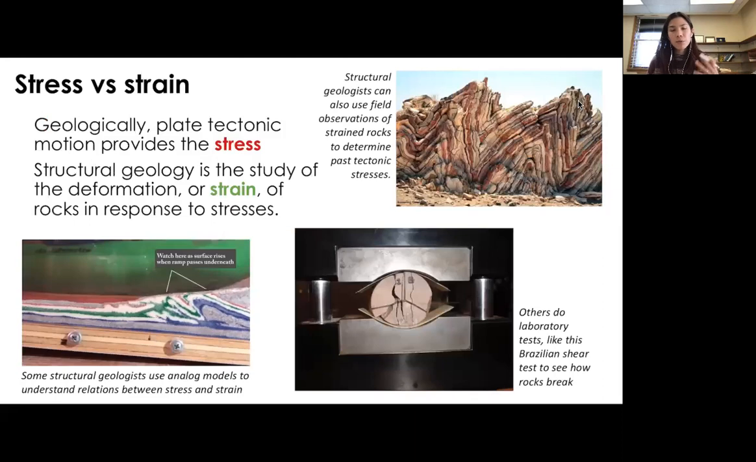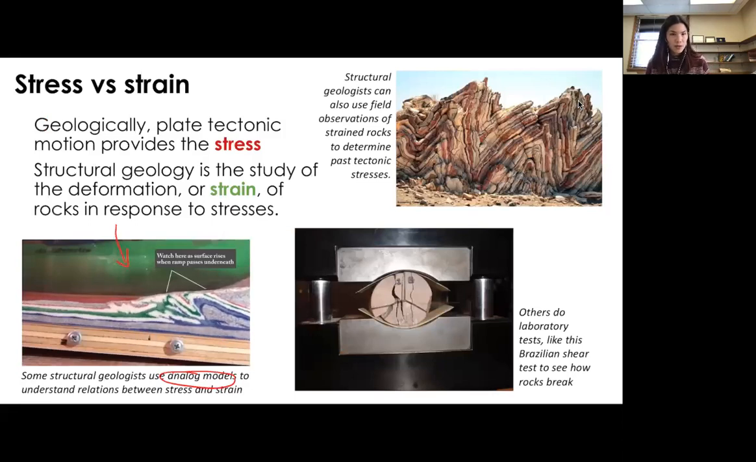Studying strain can be done in multiple ways. So just to show some examples, we have some structural geologists who use analog models. You can think of these as like sandbox models in which we can reproduce conditions on Earth, but at a much smaller scale. For example, we have many of these analog models sprinkled throughout the basement of Palmer Hall that we use for teaching and a little bit for research as well. And that allows us, as you can see in this GIF here, to basically watch how the rock layers will start to fault and fold as tectonic stresses are induced.